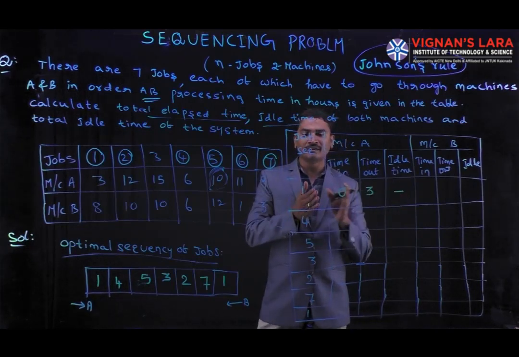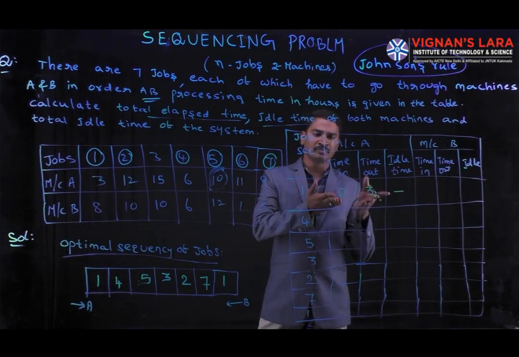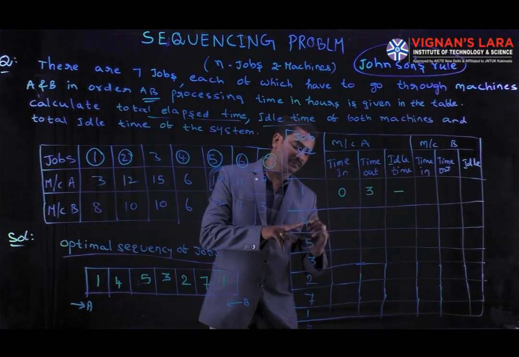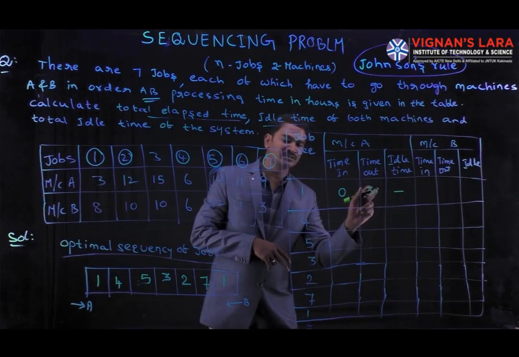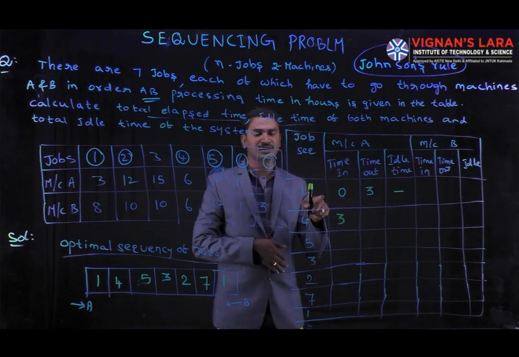Idle time means machine A's waiting time. Here we started at the 0th hour, so there is no idle time. Next I am going to start timing at the 4th job. We are going to start at the 3rd hour, because at the 3rd hour machine A completed job 1.